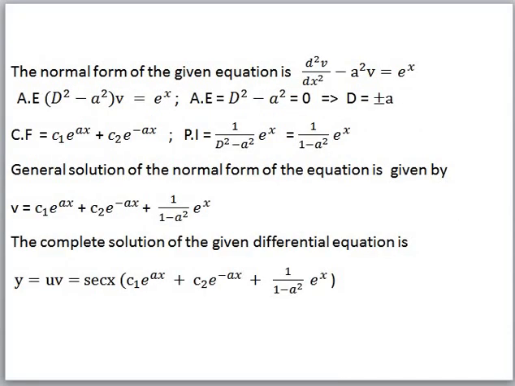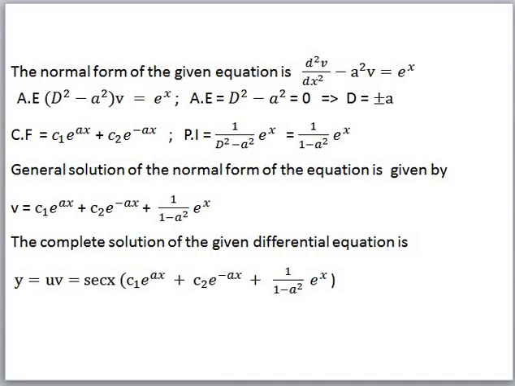The normal form of the given equation is d²v/dx². We substitute I value, that is I is minus a², v is equal to e^x. Here the auxiliary equation is (D² minus a²) v is equal to e^x. So auxiliary equation compared to 0, that is D² minus a² equal to 0. That implies that D is equal to plus or minus a. Complementary function, that is c1 e^(ax) plus c2 e^(minus ax). Particular integral 1 over D² minus a².